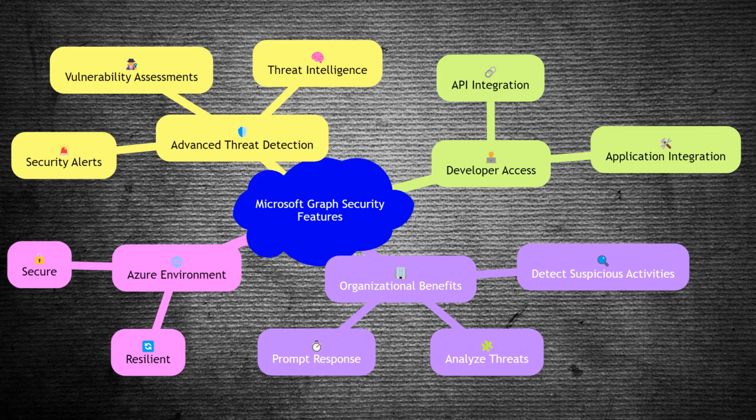Microsoft Graph offers advanced threat detection and response capabilities. Developers can access security alerts, threat intelligence, and vulnerability assessments through the API. By integrating these features into their applications, organizations can detect suspicious activities, analyze threats, and respond promptly to mitigate potential security breaches. This proactive approach helps in maintaining a secure and resilient Azure environment.